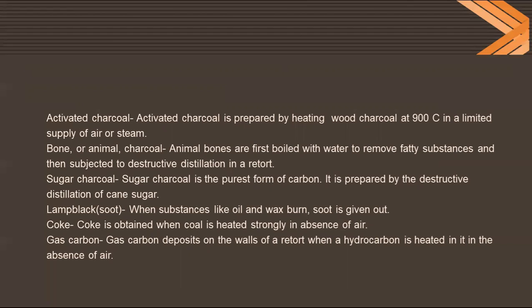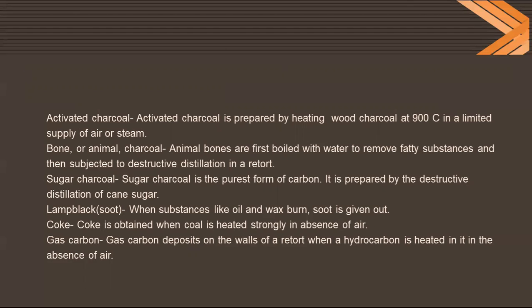Then next is bone or animal charcoal. Animal bones are first boiled with water to remove fatty substances, and then subjected to destructive distillation in a retort. The solid product in the retort is washed thoroughly with hydrochloric acid, and the residual substance is bone charcoal. So this is the way that bone charcoal is formed.